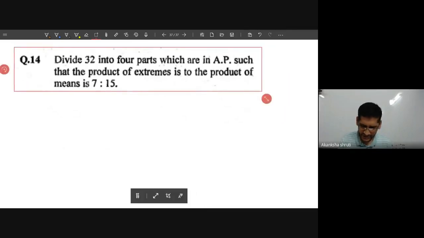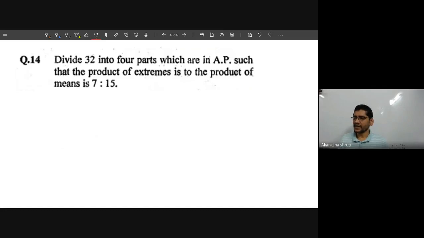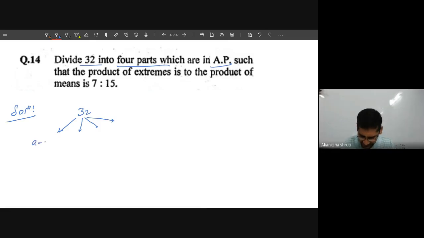A student, how to do it? The same concept we have to apply here also, but if we apply in a proper way, we can get it very easily. So here 32 has to be split into 4 parts. How to split? These are in AP. Means I shall take A minus 3D so that it becomes symmetrical. The next part A minus D. The next part A plus D. The next part is A plus 3D.